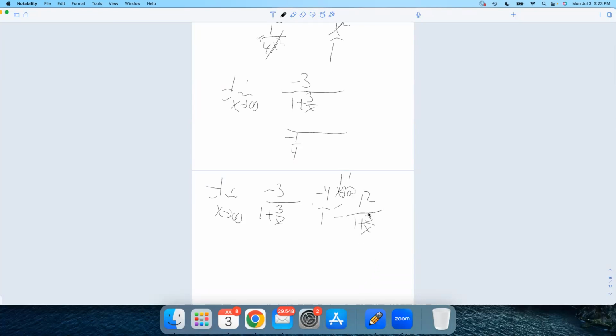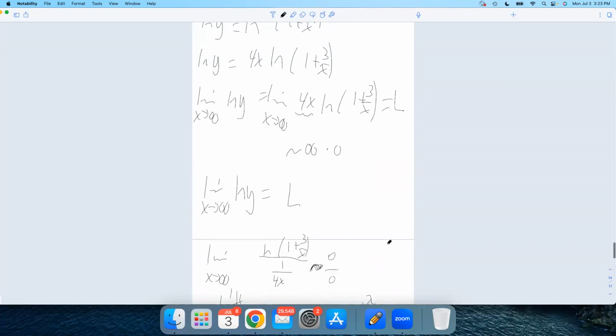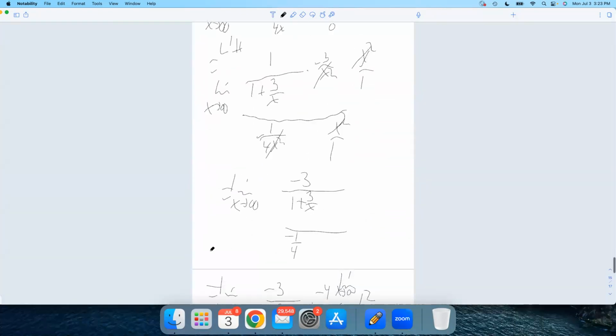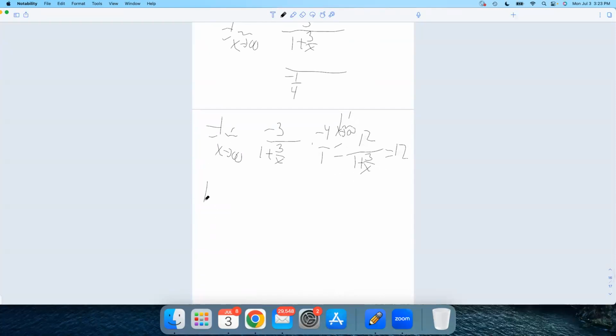This guy right here, there's my only x. I do not have an indeterminate form anymore. The top is a constant. No more L'Hopitals. I can just take the limit. 3 over x goes to 0. I just get 12. That's not my answer. That's this thing I called L. So what we have here was natural log of y equals 12, because I've taken the limit now.